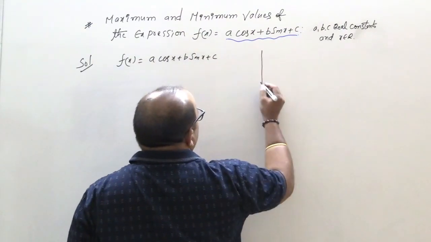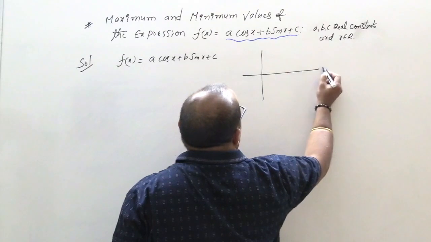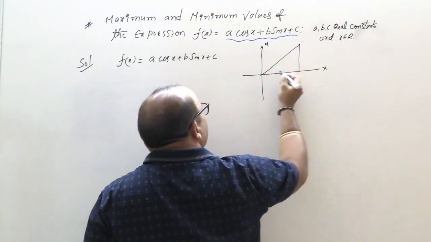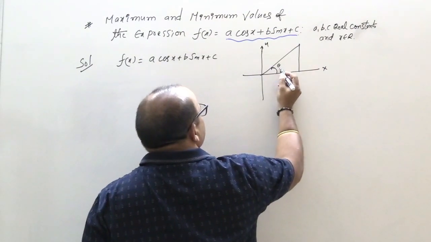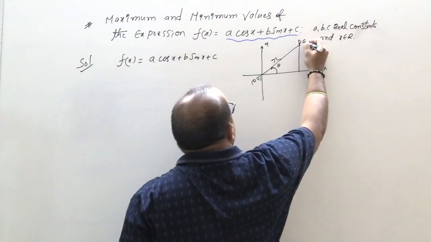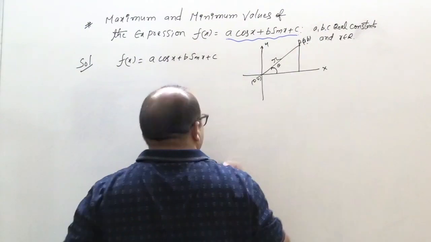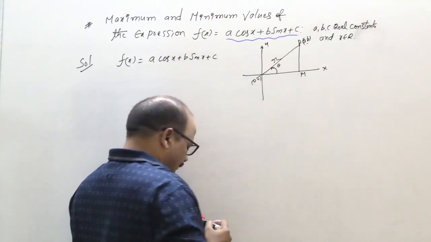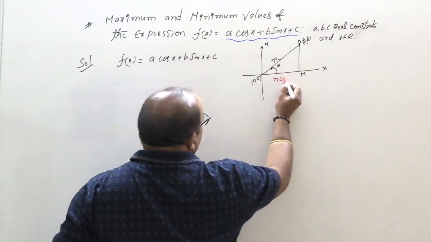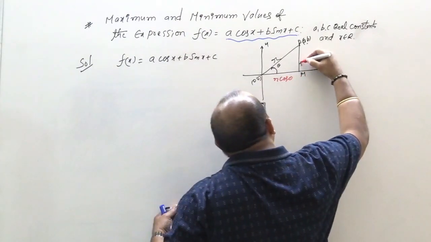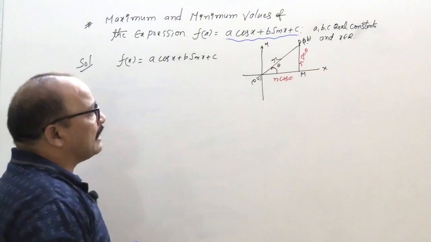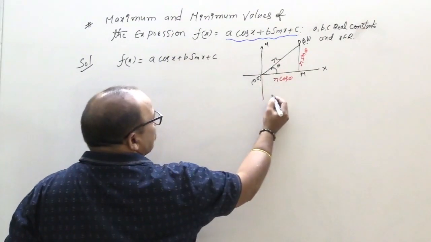What are the polar coordinates? This is the polar coordinates. This is the x-axis, this is the y-axis. Students, this is the right angle triangle, this is theta, and this is r, the distance from origin to this point a comma b. You know that for right angle triangle OPM, this length is r cos theta, the horizontal component, and this is r sin theta. You know that?